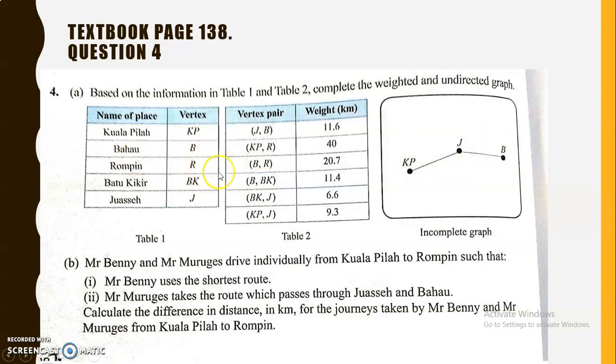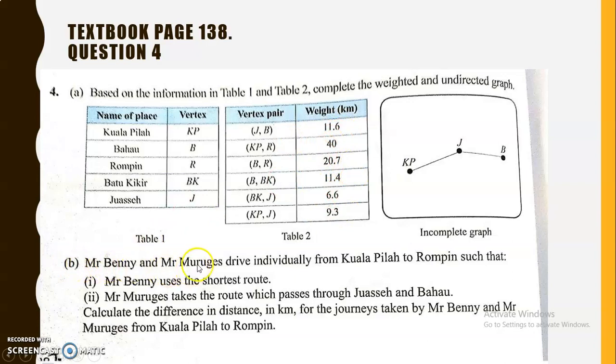And Rompin, R. Here you don't see R. So maybe you can draw R here or down there. No problem. So Batu Kikir, BK. Okay, you don't see BK. So either this one BK or down there BK. And Juasseh, J. Okay. So we check one by one. So JB is 11.6 km. Okay, and so on.